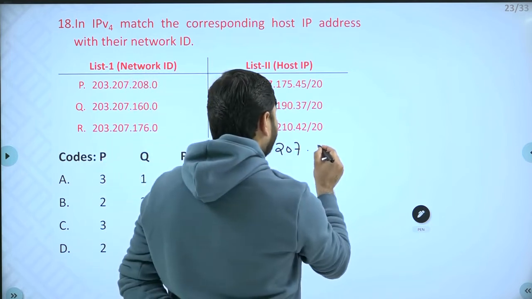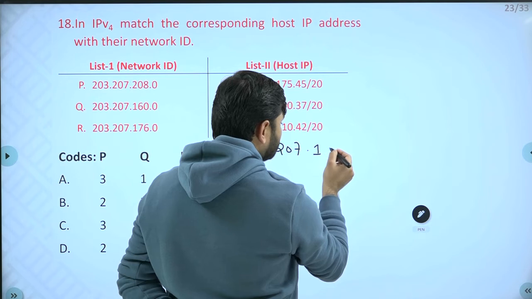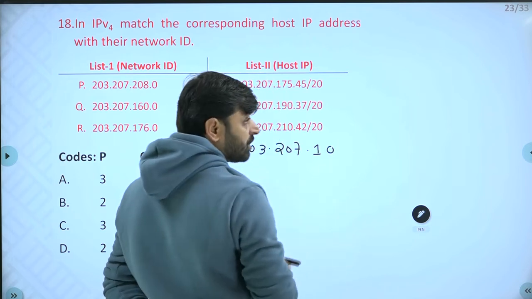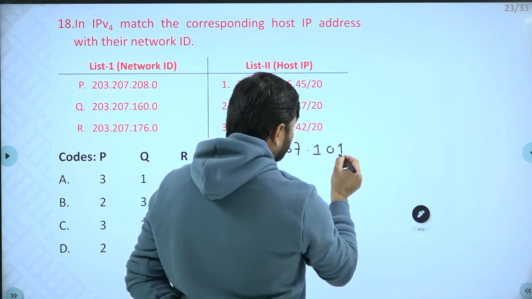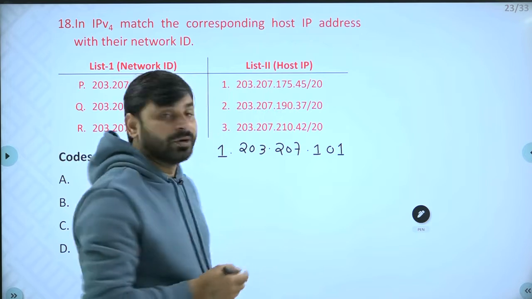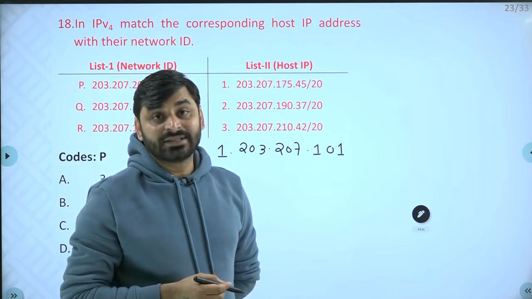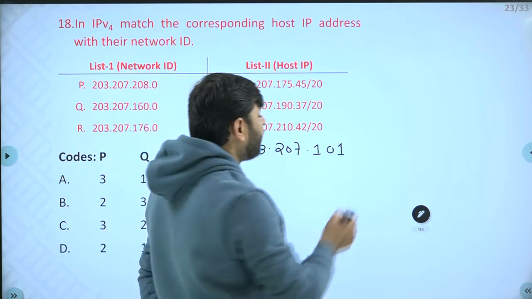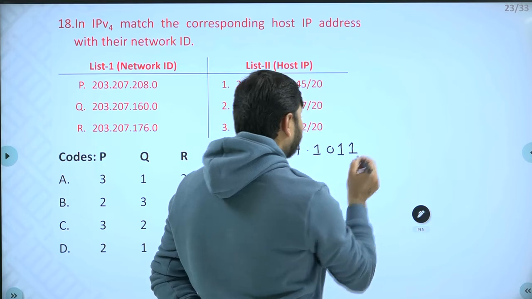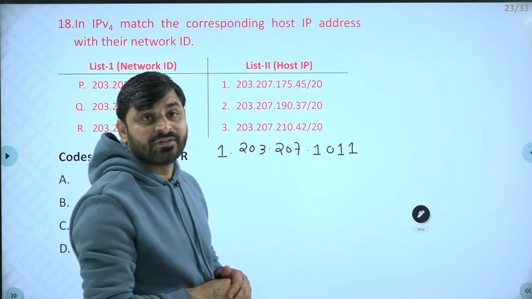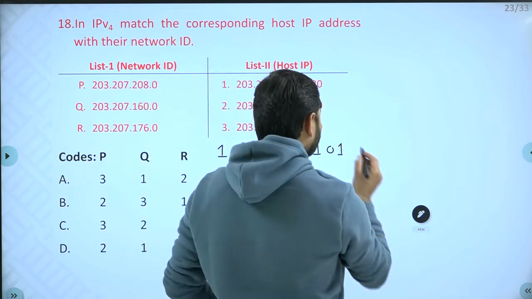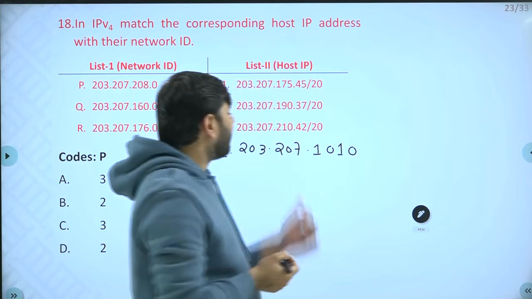So this is 128, which will be 1, and this is 64, which will be 0, because 128 plus 64 would be 192. 32 will be 1. So 128 plus 32 is nothing but 160. If I write this 16 also, it will be 176, but I have to write the number 175. So this bit will also be 0. 16 will be 0. And the remaining bits, no need to check.